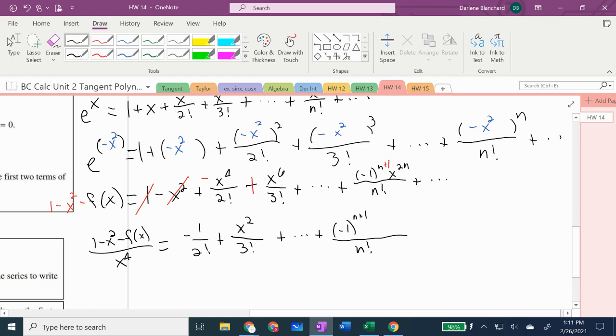And if I'm dividing by x to the 4th, the elimination of the first couple of terms will not affect the general formula that begins a little bit later. And I have the multiplication by -1 already in there. If I divide by x to the 4th, I am subtracting 4 from the exponent. Okay.